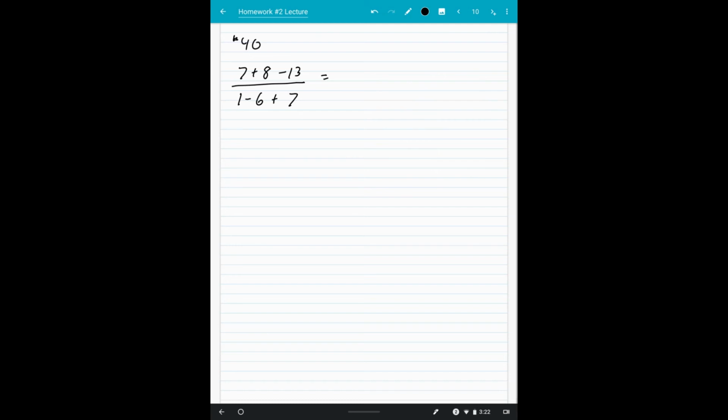So the top numbers we can add together. 7 plus 8 makes 15 minus 13. 1 minus 6 makes negative 5. 15 minus 13 makes 2. Negative 5 plus 7 makes 2 as well. 2 divided by 2 makes 1. And that's our answer. So we end up doing division last because we have to add everything in the numerator and everything in the denominator first before we do anything else.